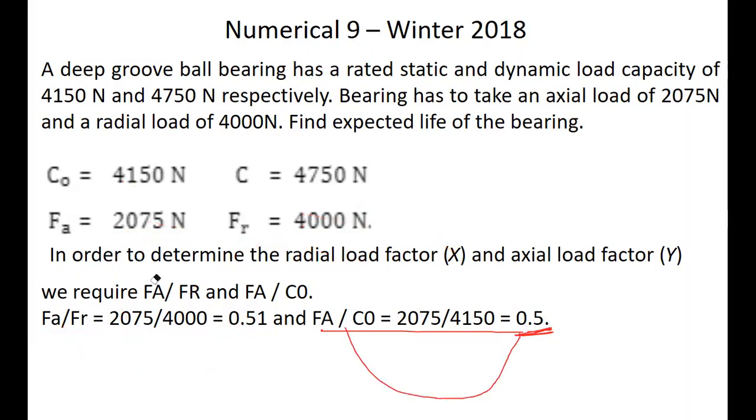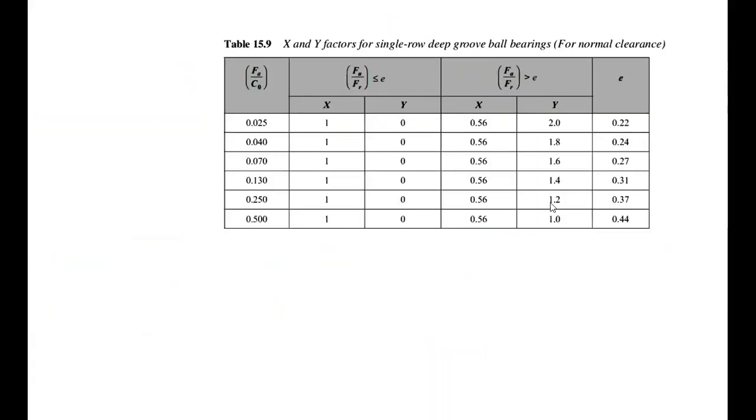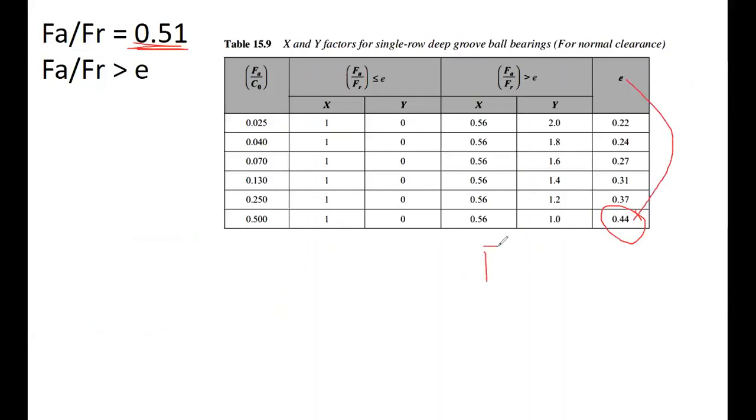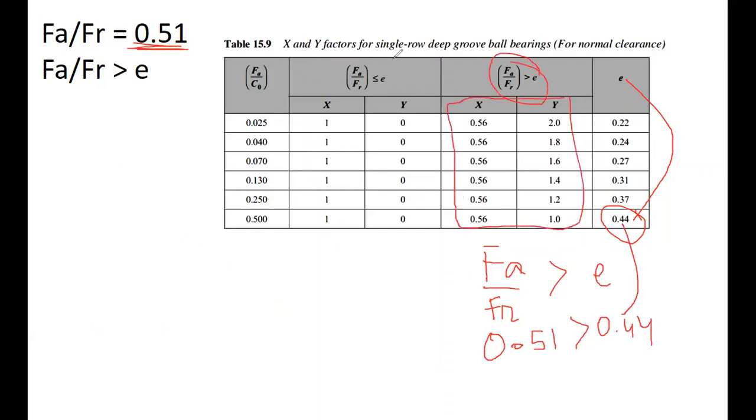Now we go to our table and check. FA upon FR, which we found as 0.51, is higher than the value of E, which is 0.44. So we are going to see this table, not the other table. X we will find; it's common. X is 0.56. Now that we understood, what about Y? For Y, we will see FA upon CO. So let's see.